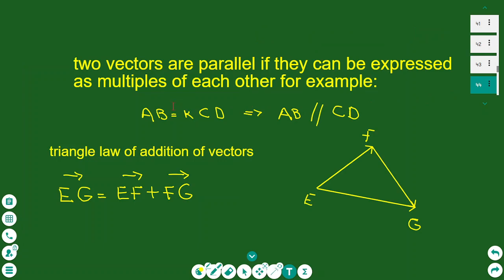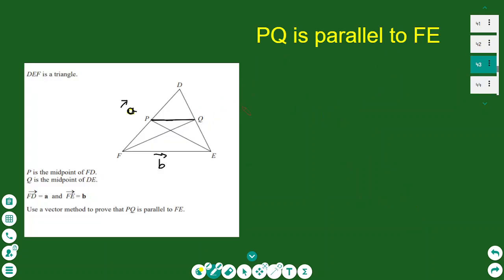To show that two vectors are parallel, we need to know this rule here. Two vectors are parallel if they can be expressed as multiples of each other. For example, I have an equation AB is equal to K times the vector CD. Now if I show this equation, this means the two vectors AB and CD are parallel. They are multiples of each other. So what I'm trying to do here is to show this equation. For example, the PQ is equal to K, a number or a fraction, times the FE.